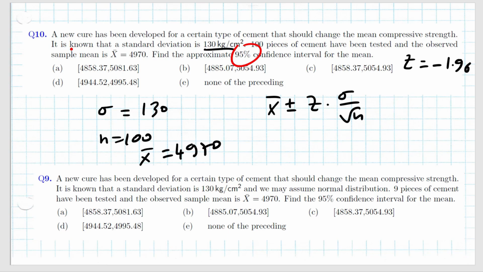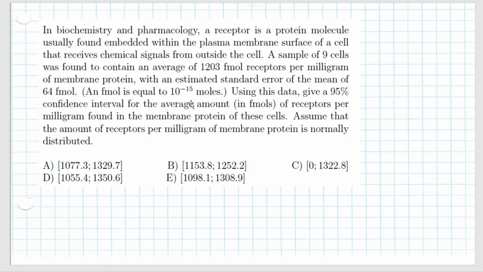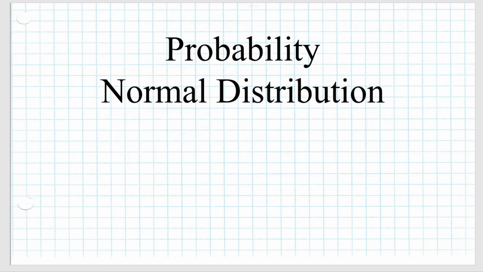What is the difference between this question and the previous one? The number of pieces. So you use a t-table because n is less than 40. Very good. Okay, I think we did this before. So normal distribution.